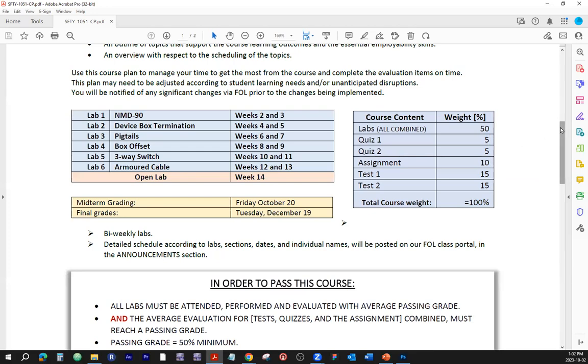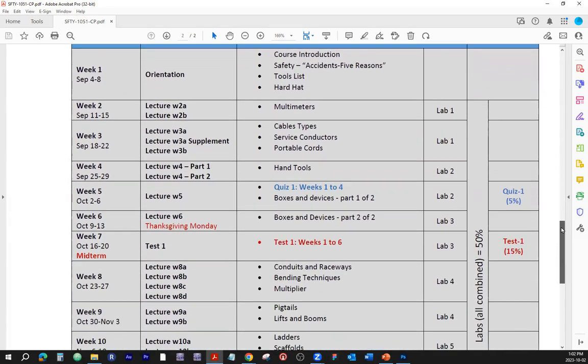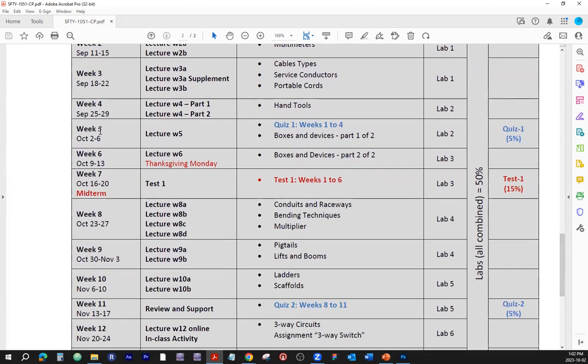And it just so happens that this is week 5, October 2nd to October 6th, Monday to Friday. And it says quiz, and the quiz is going to be on the content that was presented from week 1 to 4. It's going to be 10 questions. It's going to be an online quiz, open book with unlimited time set up. And I'm going to provide you the details for that, so just keep looking for the email. I'm going to deploy the quiz later on today. And it's worth 5% of the total course mark.